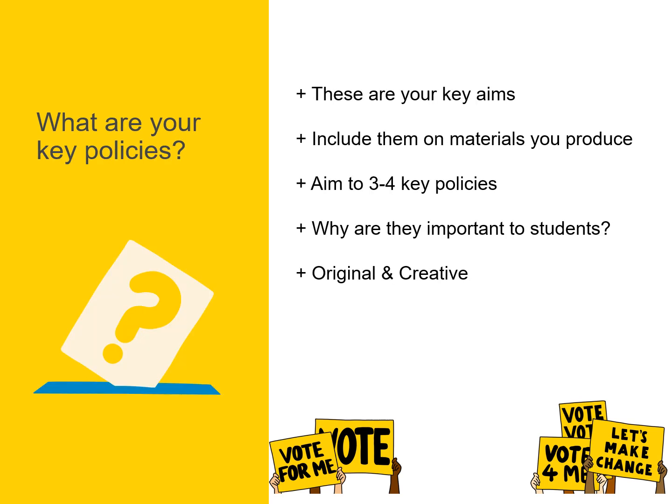Just as important as thinking about why you are running is to remember what your key policies or aims are. These should be what you put into your manifesto and should appear on posters and leaflets and will help form talking points when you're out on the campaign trail talking to students on campus. A good number to aim for is 3 or 4 that you think are A, the most important, and B, most appealing to students. The more original or creative these are, the more you'll set yourself apart from the other candidates, and therefore your campaign will be more memorable.